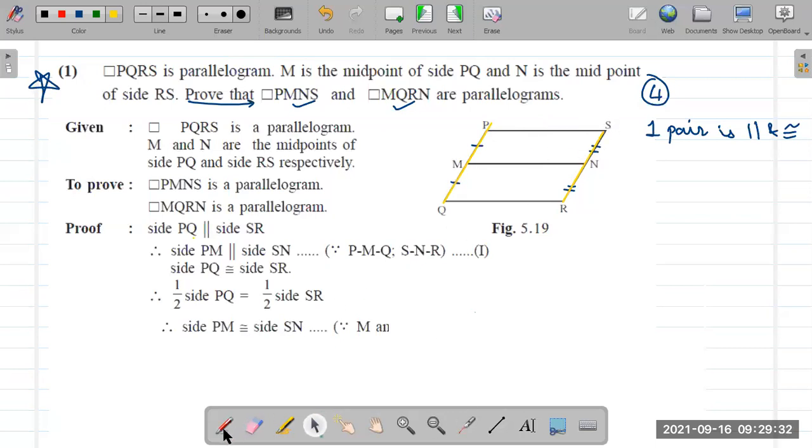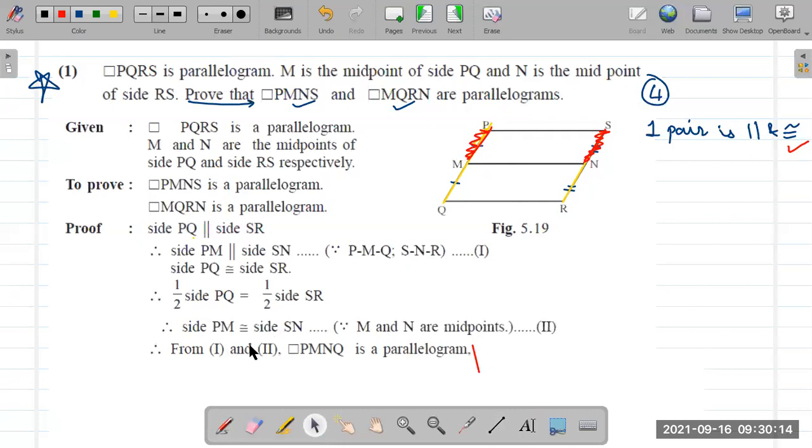Just notice, we are going to prove the upper end. That's why we are using half of PQ to be PM. Likewise, half of SR is SN. So we have proved that this pair is congruent. We have to prove that it is parallel also. If the complete sides are parallel, of course the parts will also be parallel. So we have proved that PM is congruent to SN and PM is also parallel to SN. They are congruent and parallel.